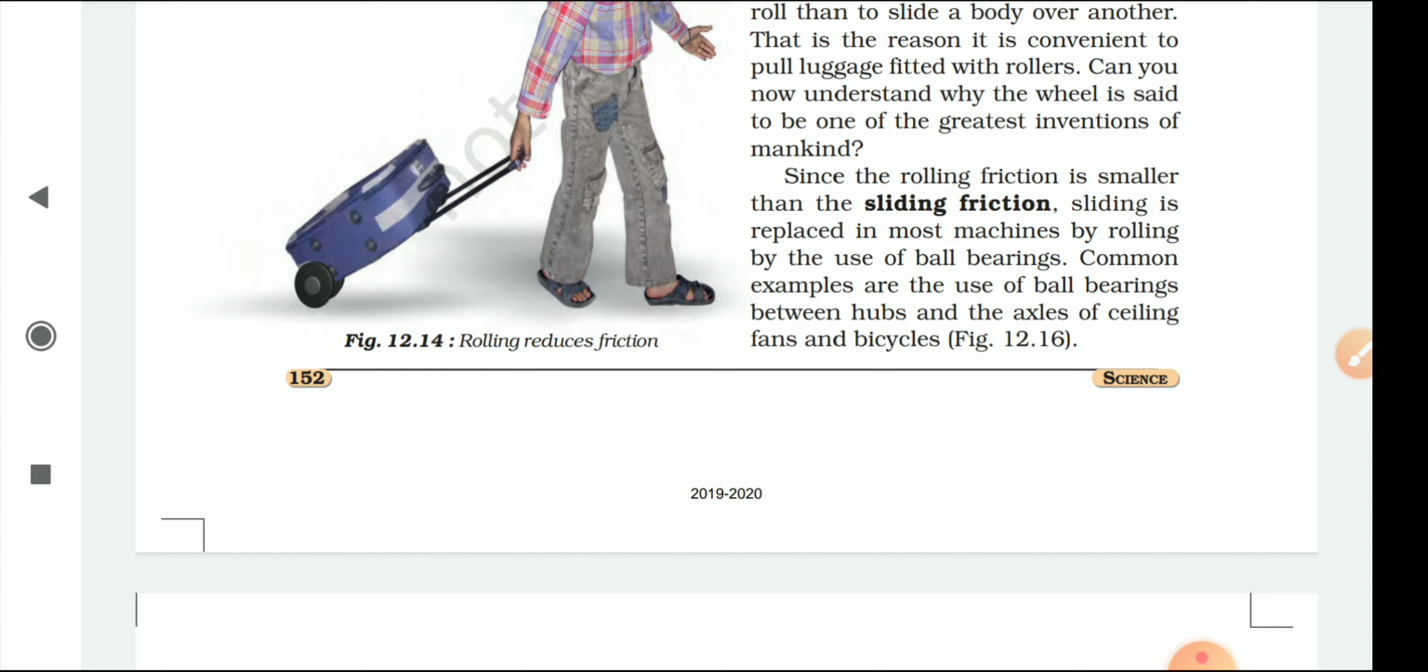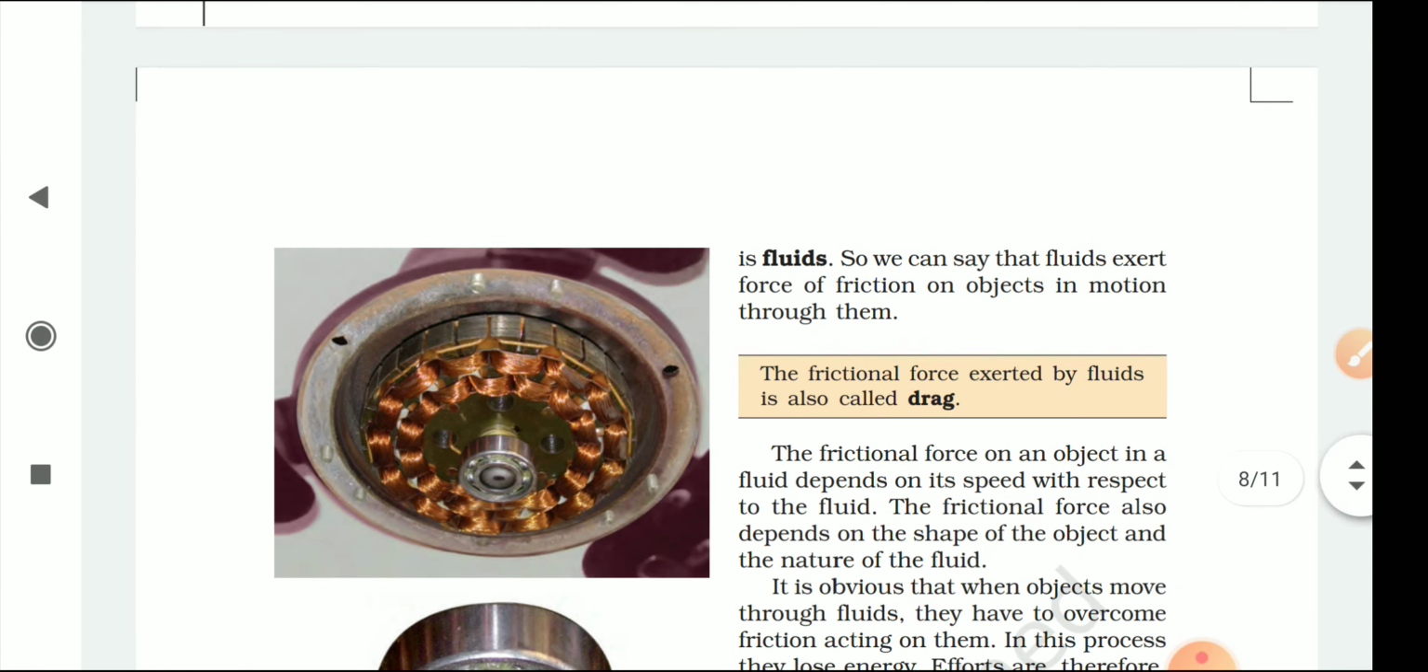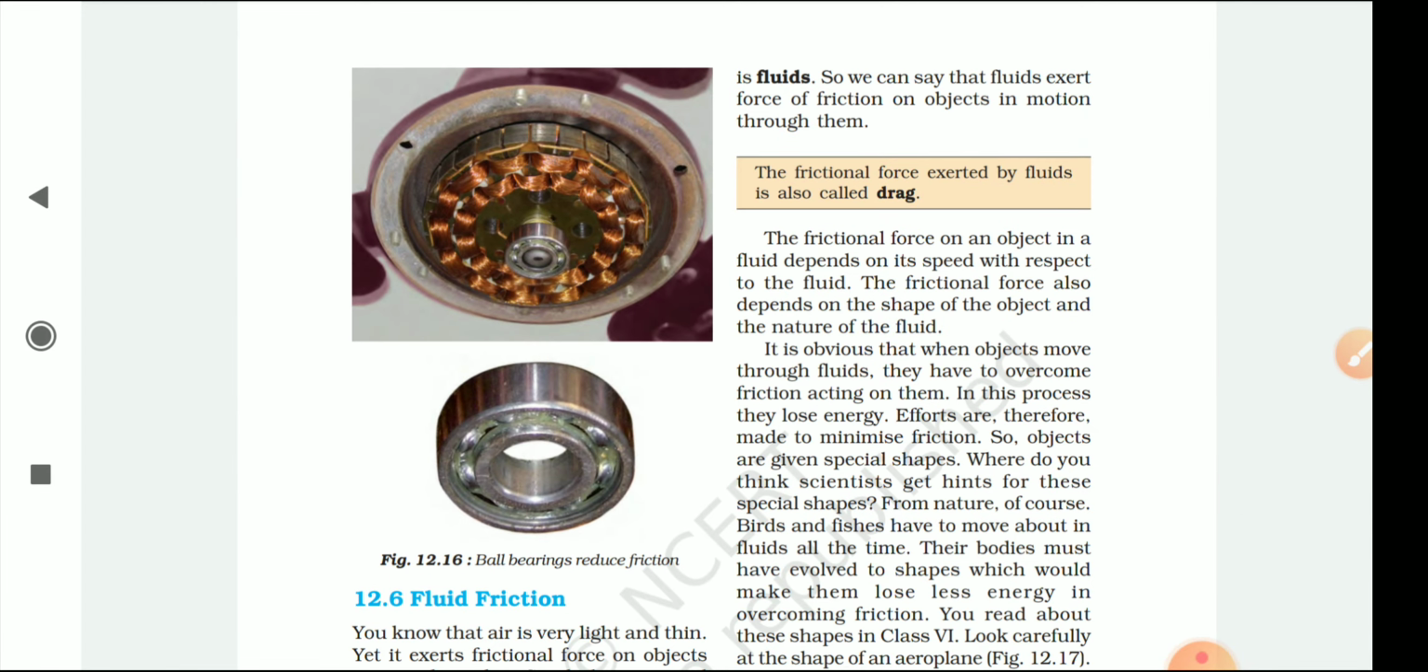Ball bearings are small rings which are inserted between the machinery parts. Common examples are the use of ball bearings between the hubs and the axle of ceiling fans and bicycles. So what do they do? They just provide good motion to the things. Like ball bearings, you can see in this picture, small rings are like that. They reduce the friction. Clear?